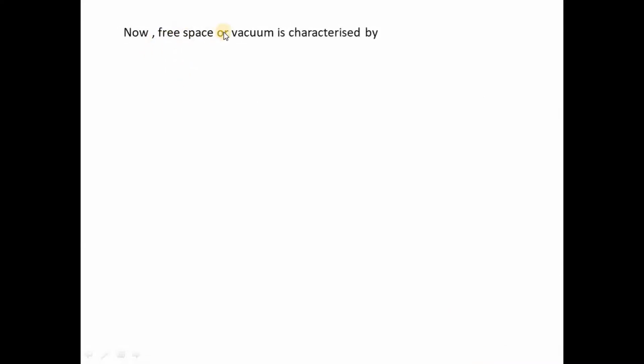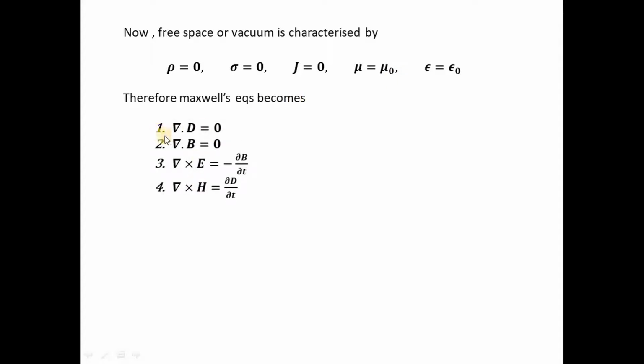Now a free space or vacuum is characterized by these properties, that is the charge density of free space is 0, there is no conductivity, therefore conductivity sigma equals 0. Since charge density is 0 and there is no conductivity, the current density will also be 0, and the permeability of free space is given by mu naught and the permittivity of free space is given by epsilon naught. Now if we put this in Maxwell's equations, we will get this.